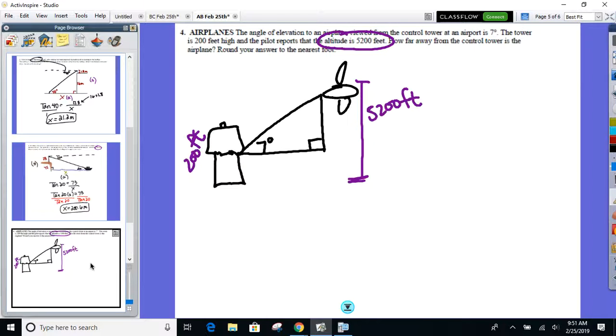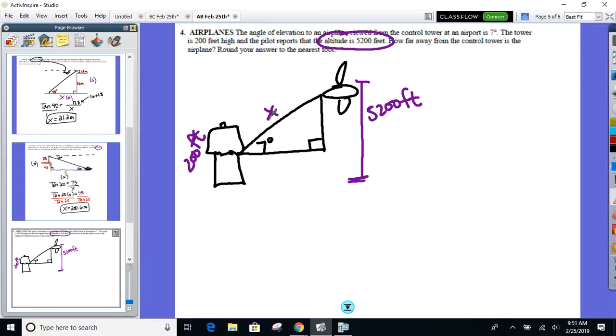Am I asking for the horizontal distance here? No, all I'm asking is how far away from the control tower the airplane is. If I wanted the horizontal distance, I'd put that word in there. So now what am I looking for if I want the distance from the control tower right to the airplane? I want this length right here.